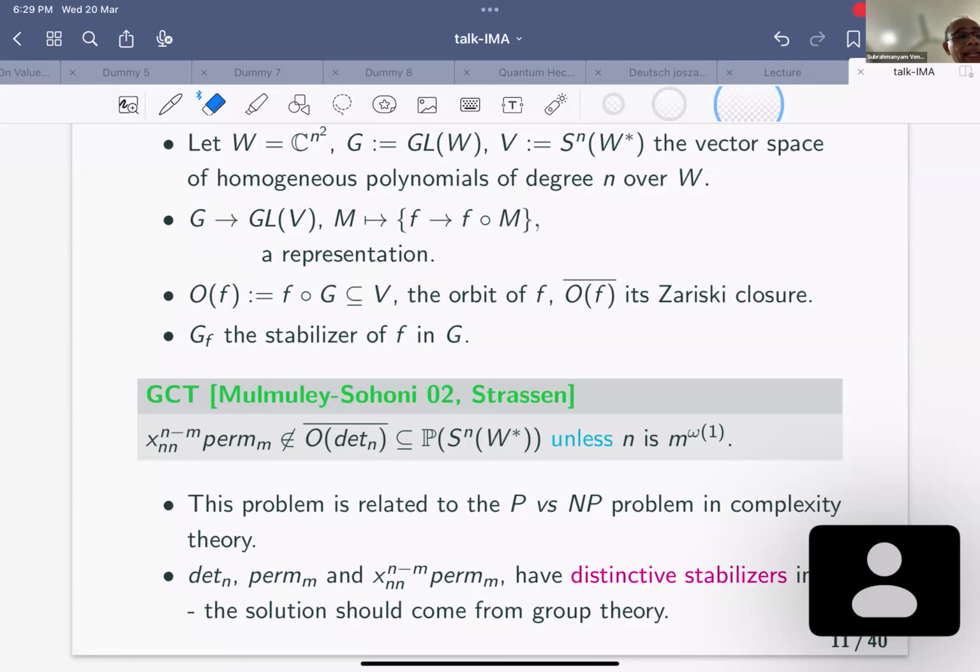Likewise, the permanent of an m by m matrix is the only polynomial with its stabilizer. Now, when I'm looking at the permanent of an m by m matrix, of course, I have to look at the action of m squared by m squared invertible matrices.